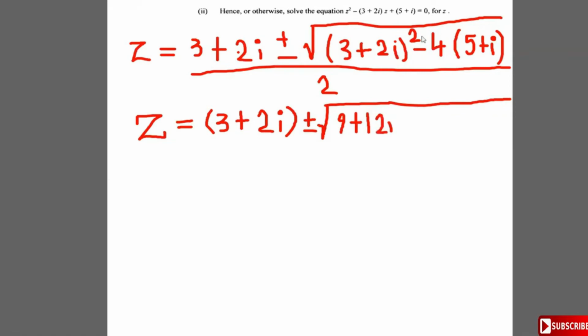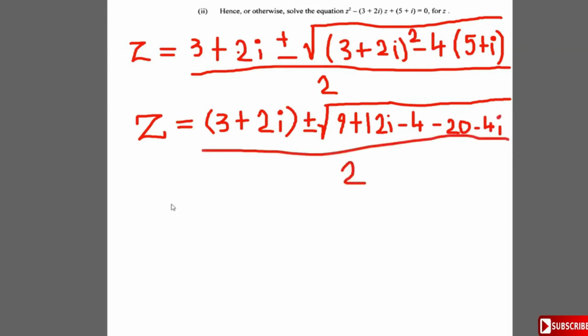But then 2i all squared is 4i squared, which is just minus 4. 2i squared is just minus 4. All right, and then minus 4 times 5 is minus 20. And then 5 minus 4 times 1 is just minus 4i. And remember, everything is being divided by 2.